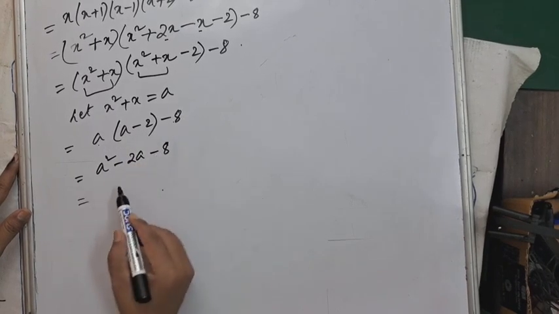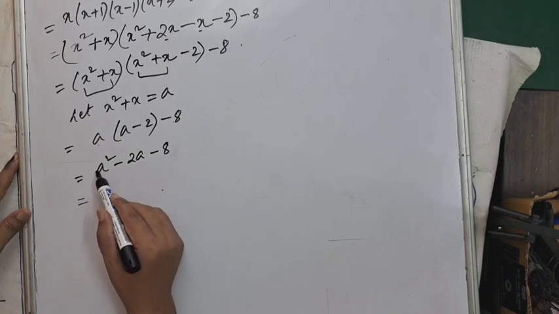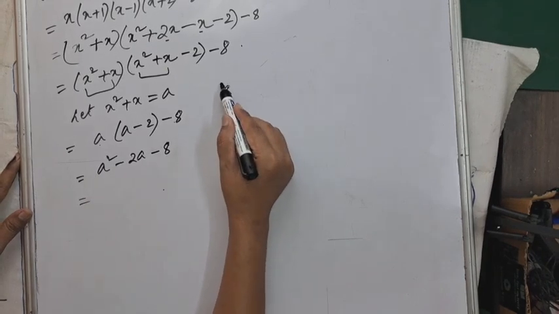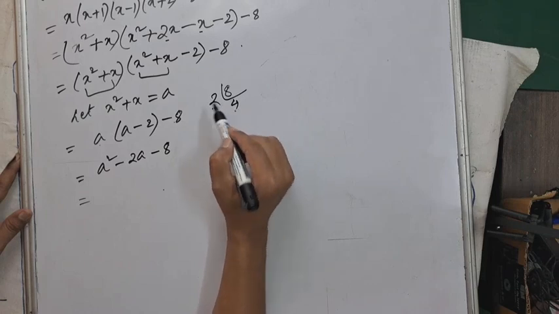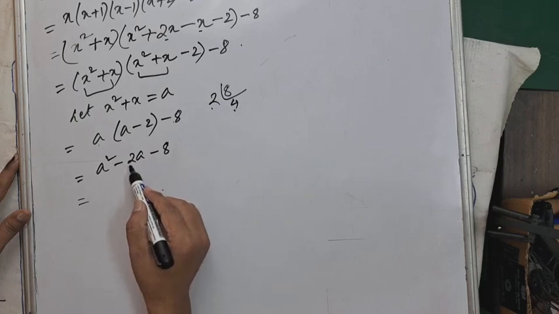Now I can apply middle term factorization here. The number without a, that is the constant 8, with the coefficient of a square. What do we have as the coefficient of a square? 1, isn't it? So 8 into 1 will give us 8. 2 4s are 8. So 4 minus 2 will give us this 2.